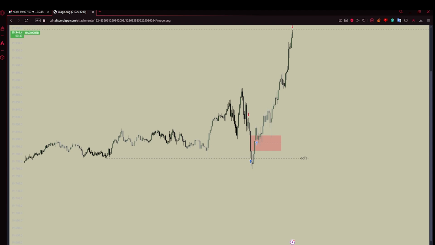We displace this gap. I think this is how you make it smaller. There we go, that's better. So we displace this gap right here, and use it as support to go higher. As soon as we displace this gap with this green candle right here, the next candle that taps into it, that's where I take my long.